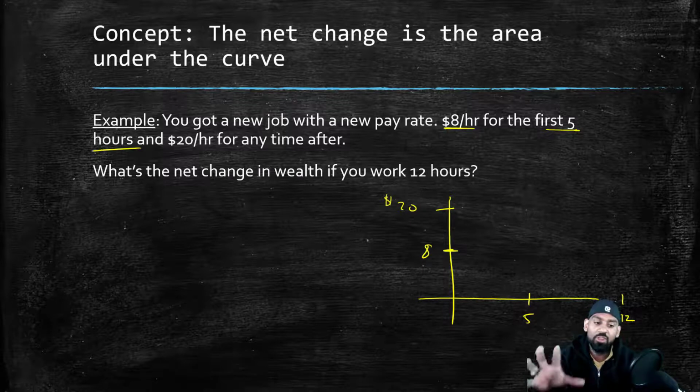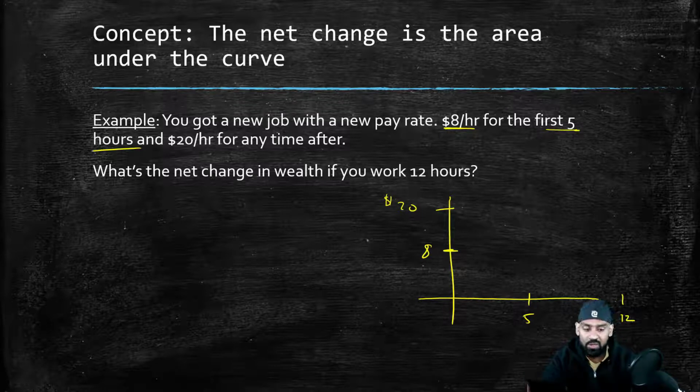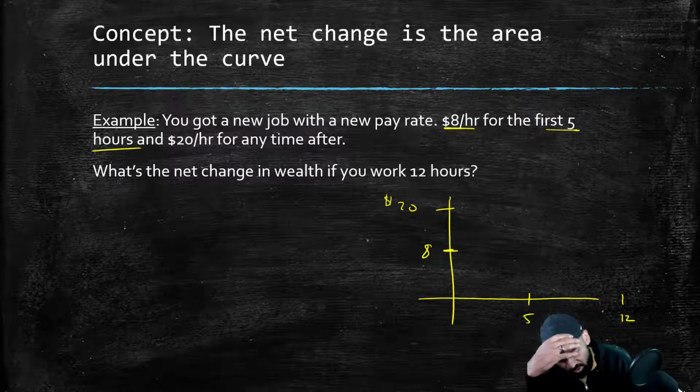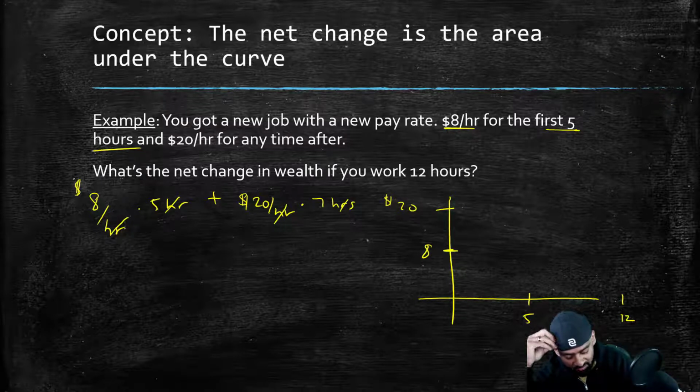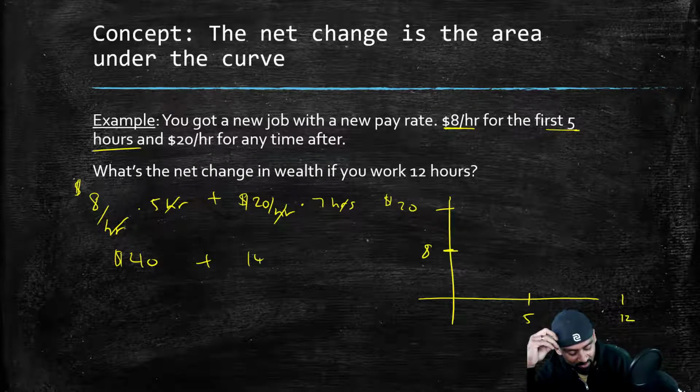Well, I want you to think about how you would calculate your money in your pocket, right? You would say I worked $8 per hour times 5 hours, right? Which gives you $40, and then you would add that to the dollars you got paid per hour times, and let's say we worked a 12-hour day, so that'd be the other 7 hours. I'm trying to emphasize the units so you can just see that I'm not making things up.